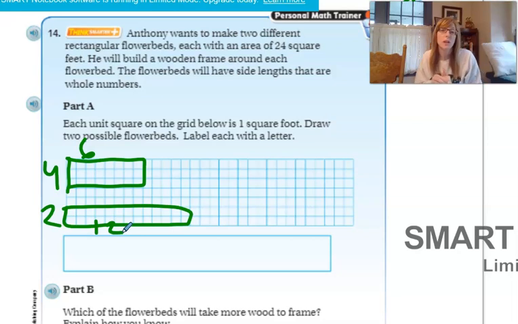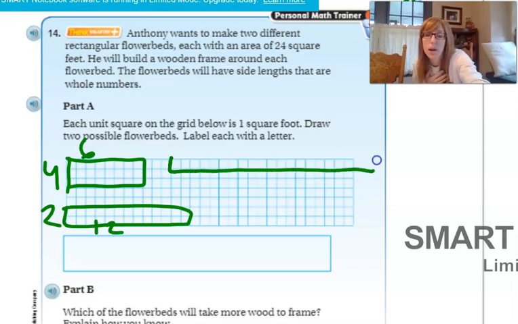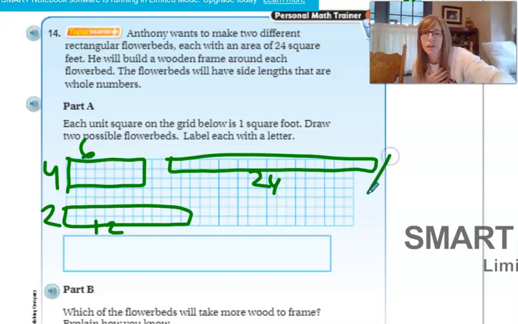Is there another way you could do it? What about just one? This would be a really weird one. One big long one of 24. Okay? So there's a couple different ways that you could do that. And they all have an area of 24 feet.